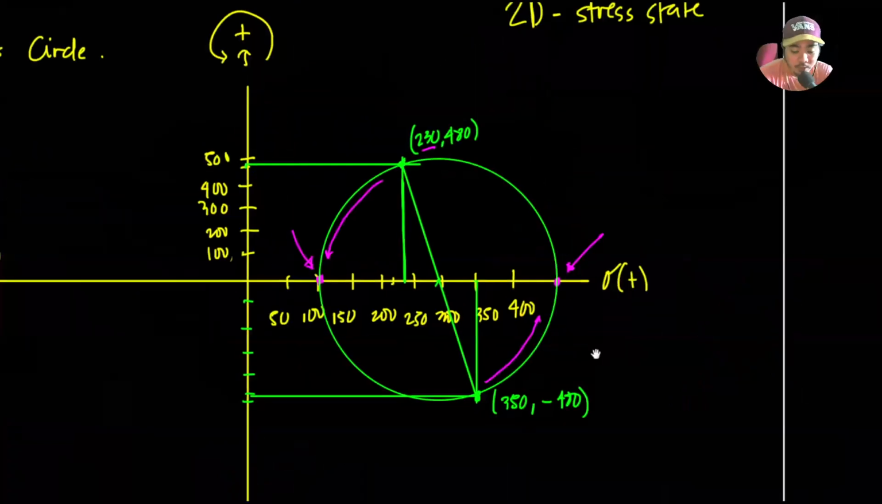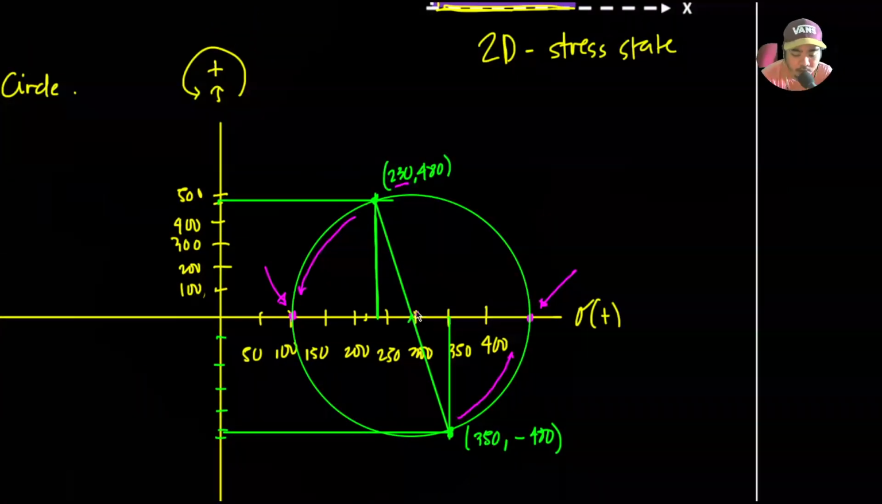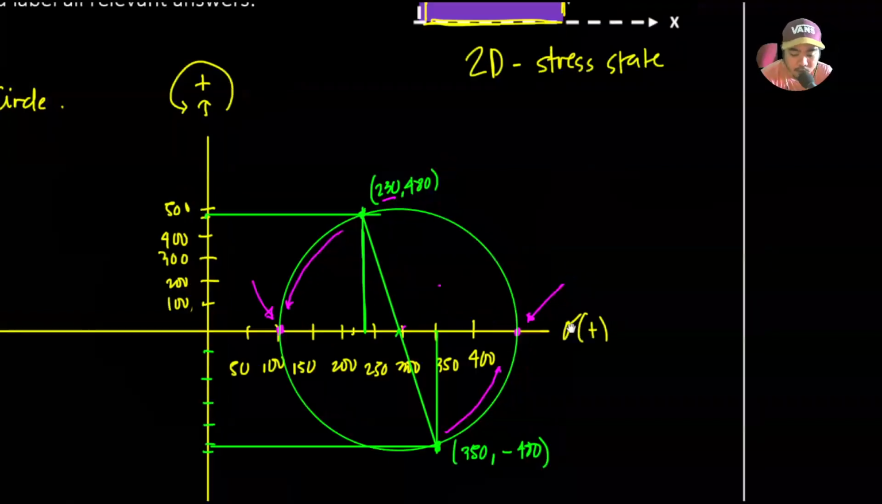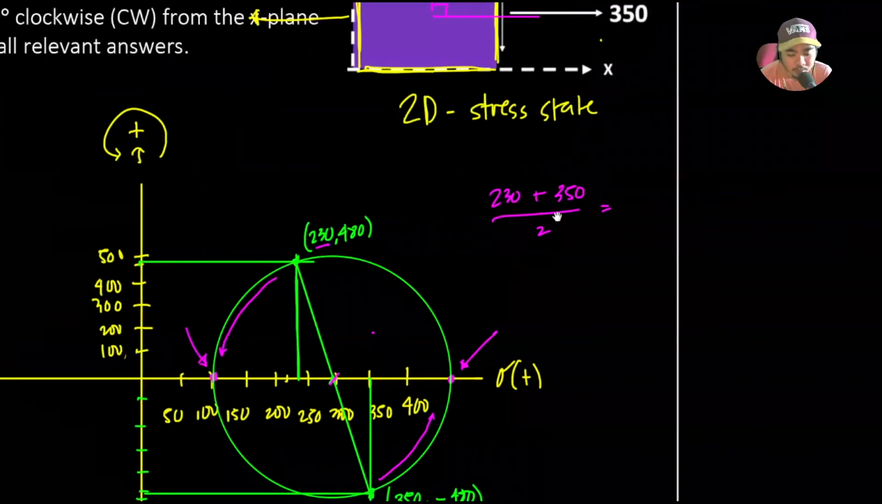So, dito, kaya natin ma-solve siya, no? Kasi geometry na lang to eh. So, if you look at it, etong center na to, where is this located? So, you already have 230 and 350. So, if you take the average, makukuha mo yung etong center na to. Tama? So, 230 plus 350 divided by 2 gives you, kaya ba natin i-solve to? 230 plus 350.